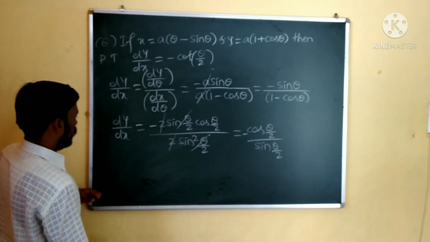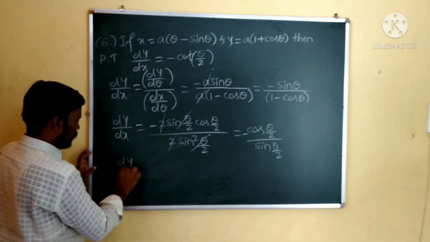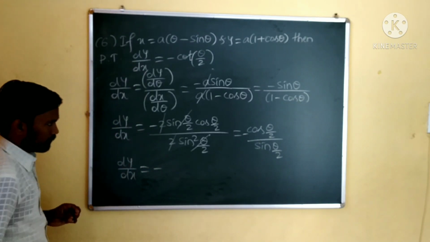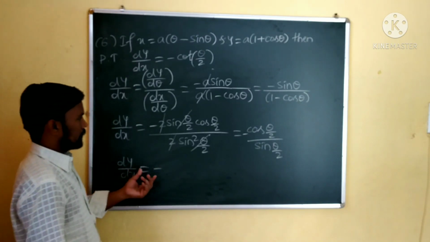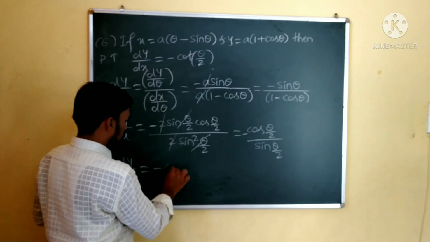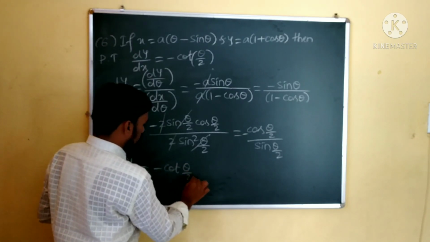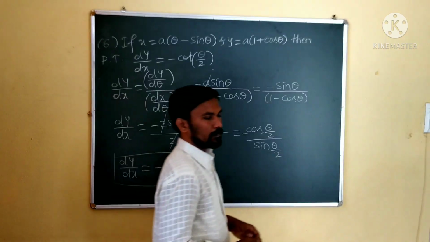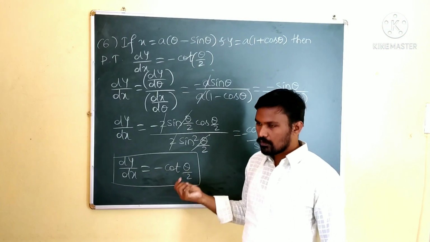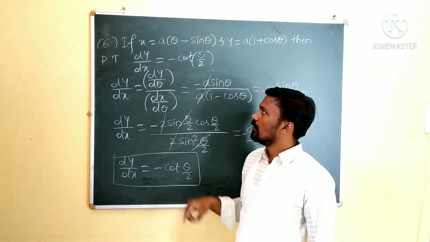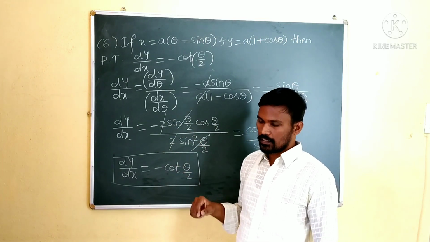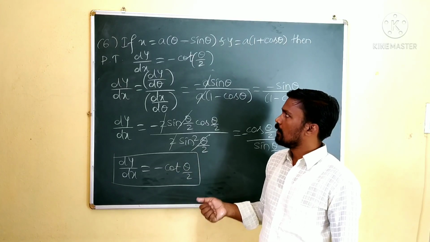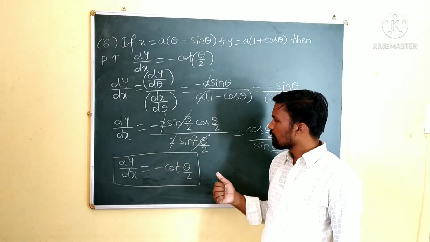That is dy by dx is equal to, write this negative sign first, minus sign as it is, cos by sin, that is nothing but cot of theta by 2, which is the required proof. So I have solved 3 mark questions. So totally I have solved 6 questions in part C, and in the next class I will take 5 more questions. Okay, thank you.